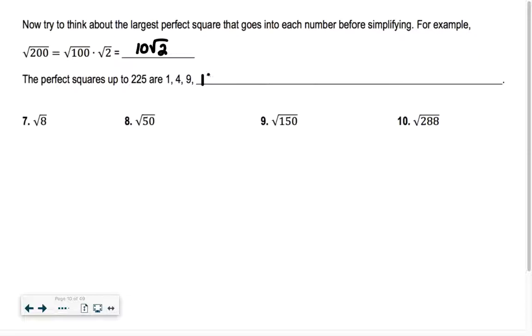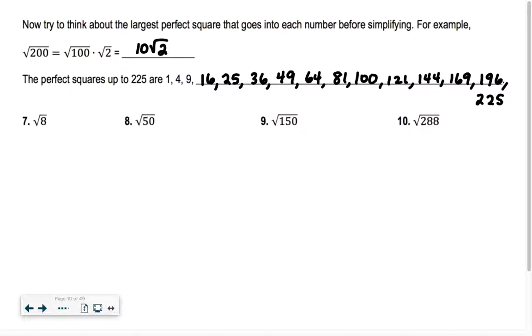So 1, 4, 9, 16, that's 4 squared. 5 squared, 6 squared, write them down. 7 squared, 8 squared, 9 squared, 10 squared. What's 11 squared? 121. 12 squared, 144. 13 squared, oh, Cassie, you're good, 169. 14 squared, did you use your calculator? You just know them, all right. 15 squared, 225. Perfect.